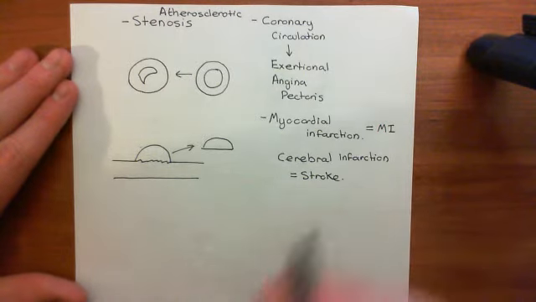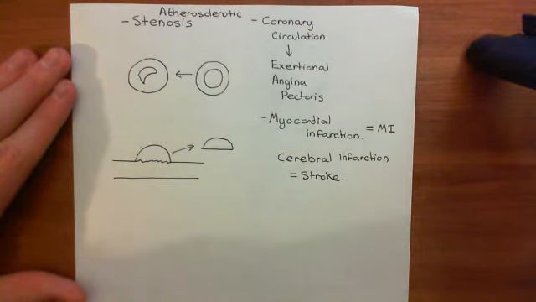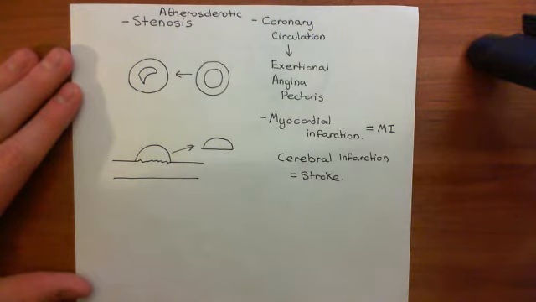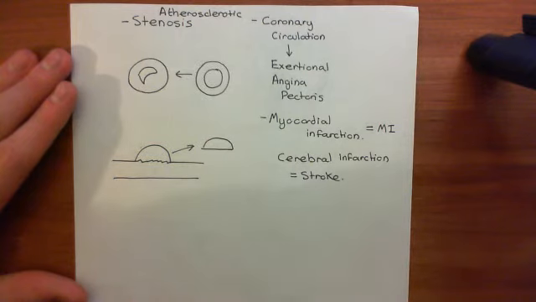Right. Strokes and heart attacks are both complications associated with atherosclerosis, and these kill a lot of people each year. And as I say, that's how atherosclerosis kills people, through stroke and myocardial infarction mainly.